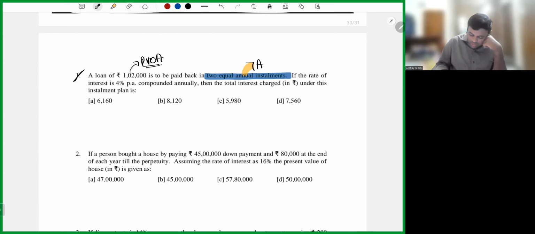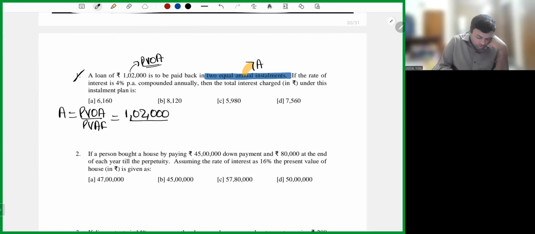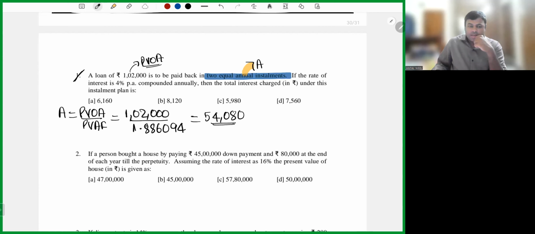You remember, my dear friends, I said A will be equal to present value of ordinary annuity divided by present value annuity factor. So 1,02,000 divided by, how will you calculate present value annuity factor? 1 divided by 1.04 equal to 2 times grand total. 1.886094. So 1,02,000 divided by 1.886094, you'll get 54,080 rupees. Sir, what is he asking?